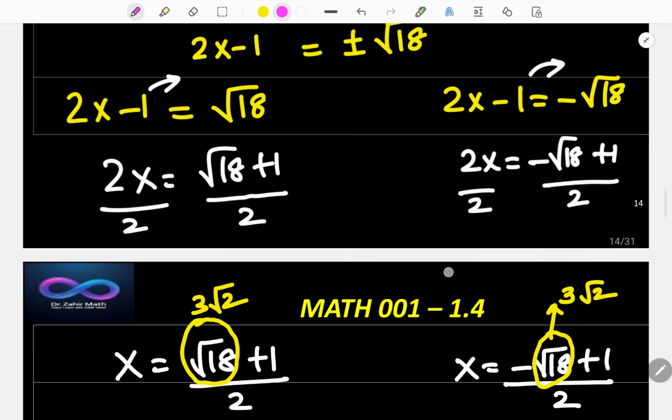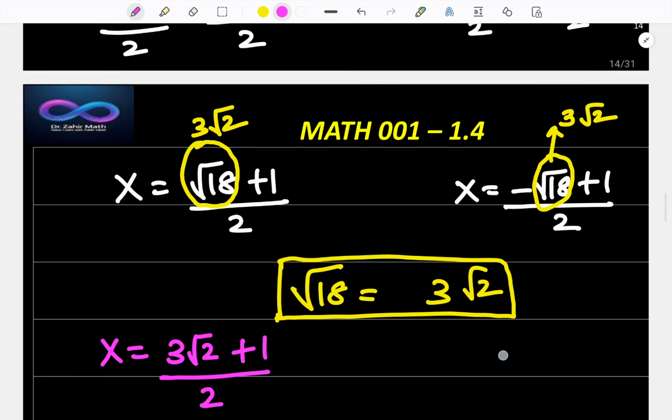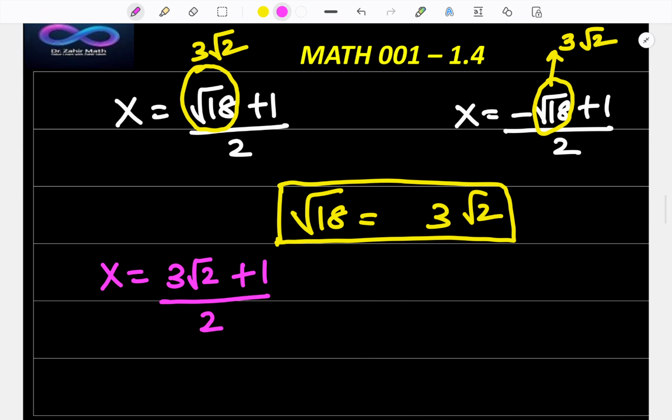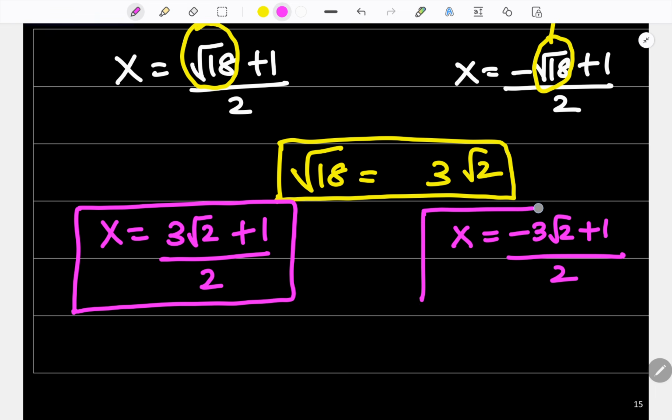Clear? I think I made a mistake somewhere. One minute. I think no, yes, I checked already. x equals negative 3 root 2 plus 1, by 2. So nothing is getting cancelled. So you have to write x equals 3 times root 2 plus 1 by 2, and x equals minus 3 times root 2 plus 1, divided by 2.